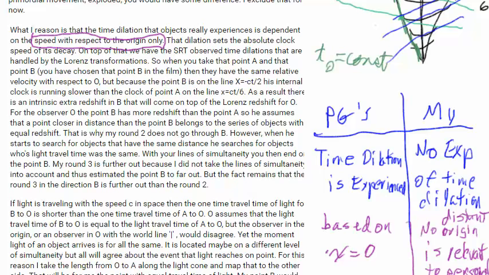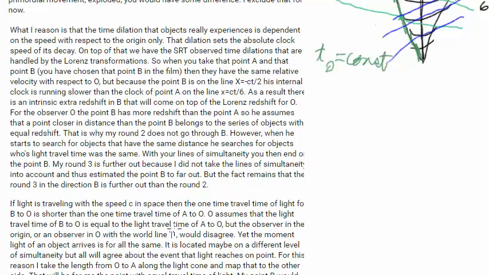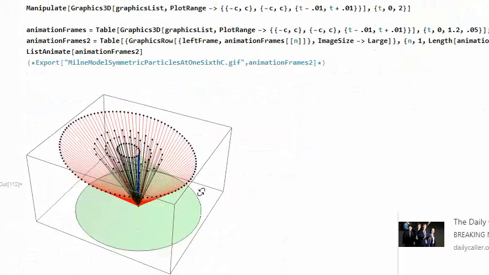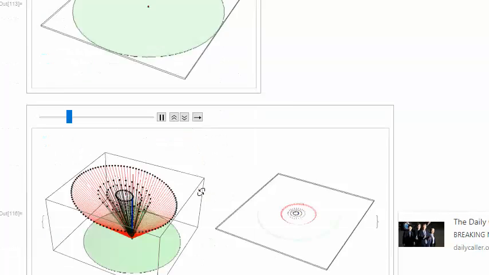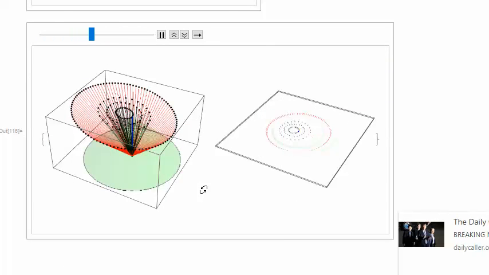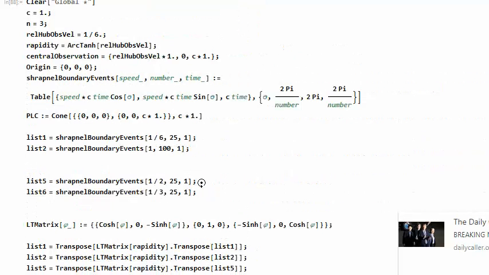Then he says that dilation sets the absolute clock speed of its decay. And I was about to try to demonstrate that, but then I just realized that last time I worked on this, I did not save it after I was done, because I wanted to make shrapnel boundary events. I did record it though, so I can see what I did. That's pretty important. But the key to this thing was the speed, the number, and the time.